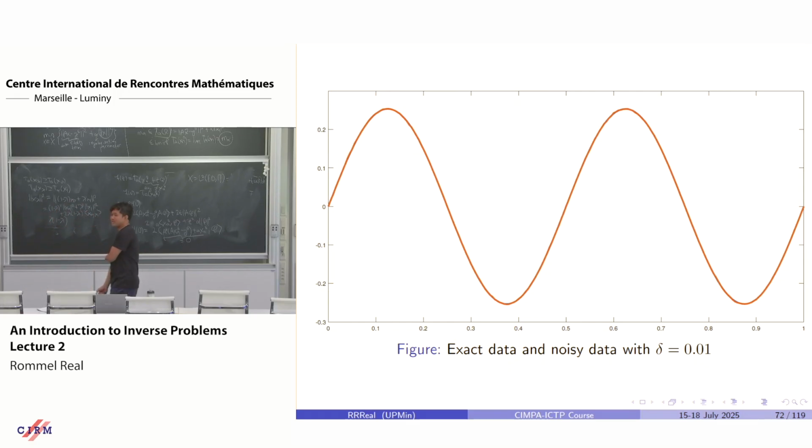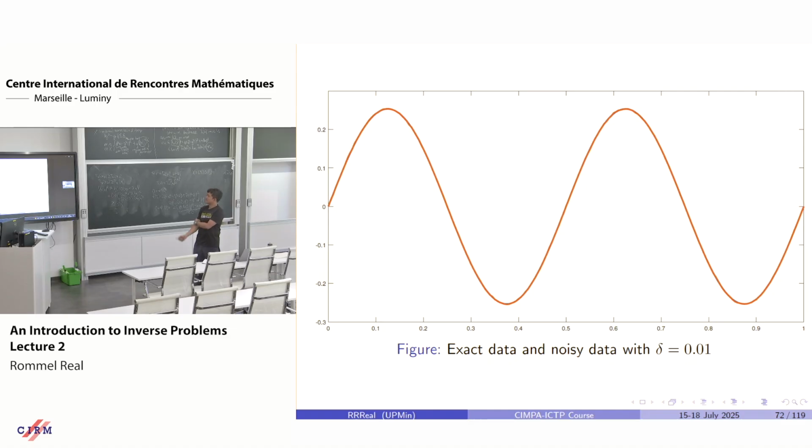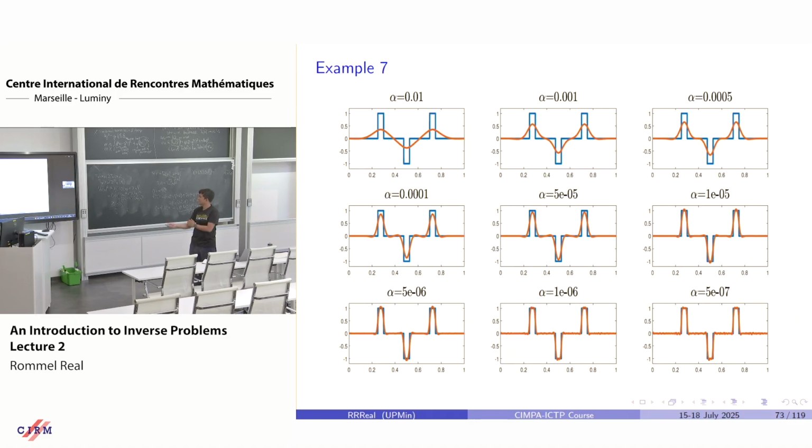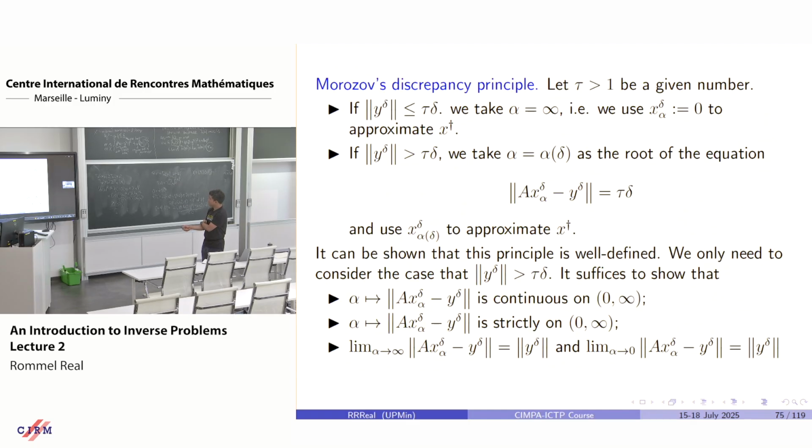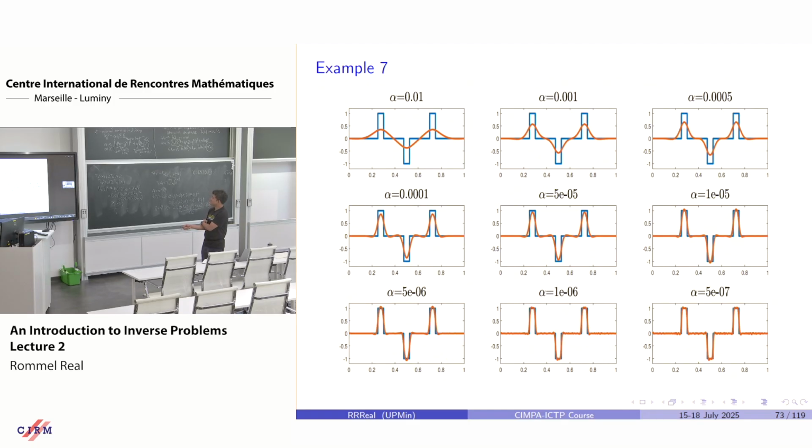So for the first example, we have this smooth solution here. And let's try to compute the regularized solutions for these values of alpha. From left to right, we start with the large value of alpha, which obviously doesn't reconstruct much of the solution. Note this is actually from the non-smooth solution. We start with the non-smooth solution here.